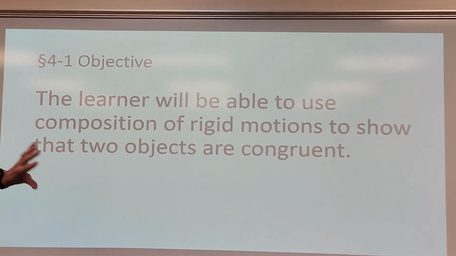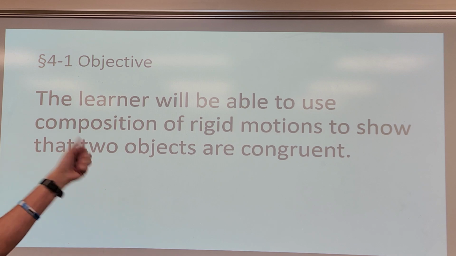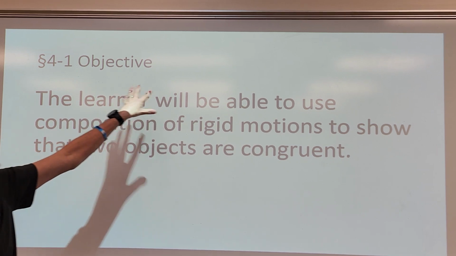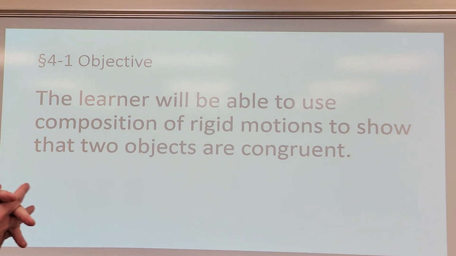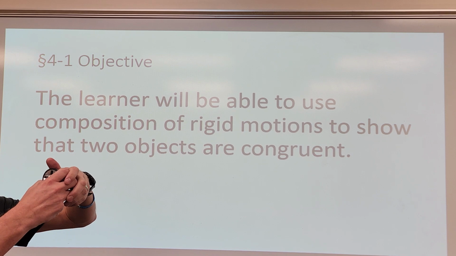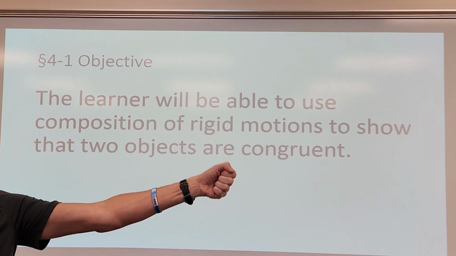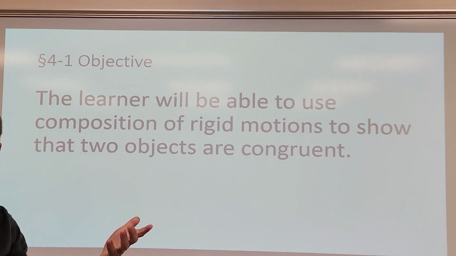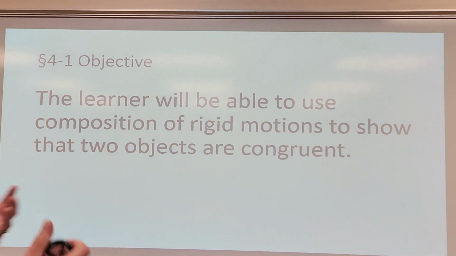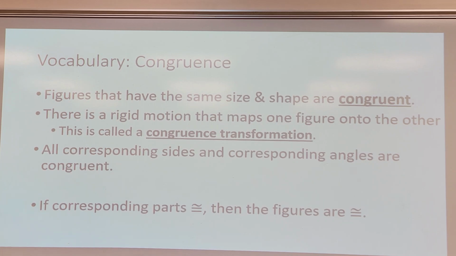Your job will be to use the composition of rigid motions to show that two objects are congruent. We're going to do this behind the scenes, but really the punchline here is that when a figure undergoes rigid motions, the end result is congruent to the original. And likewise, if we have congruent figures, then we know that there has been a rigid motion or a composition of rigid motions to show that the figures are congruent.